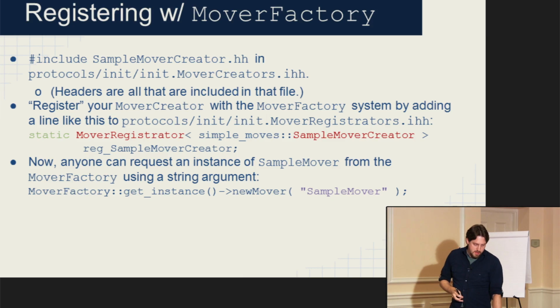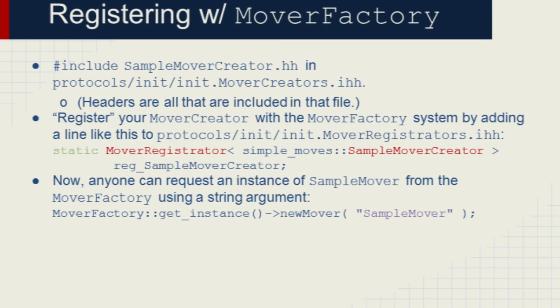Right. Okay. So now we've made our mover creator, which is really quite simple to do, but we need to register it with MoverFactory. Rocco already told you how to do this. I'll just repeat it again real quick. You just need to make sure you put a pound include with the name of your header file for your sample mover creator and just add it to this file. You'll see that that file is just entirely headers of other mover creators, so it's really easy.